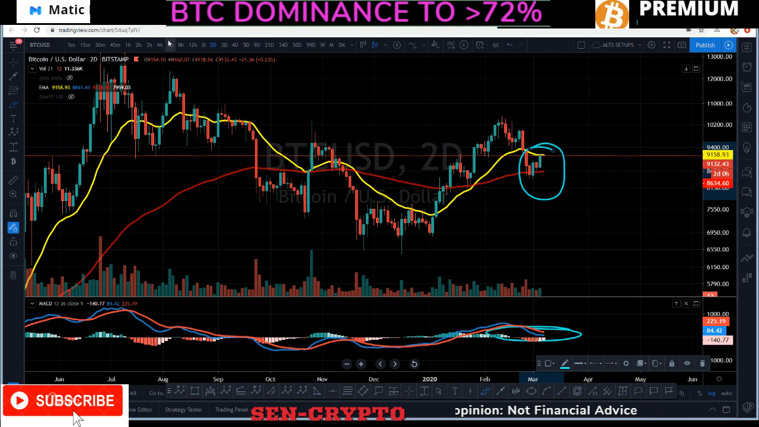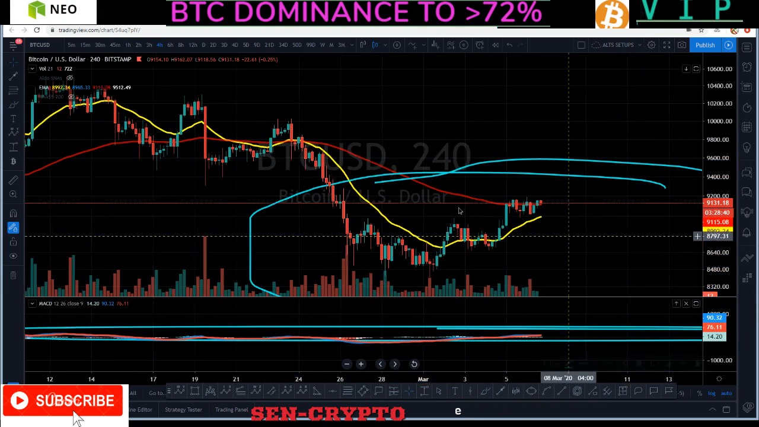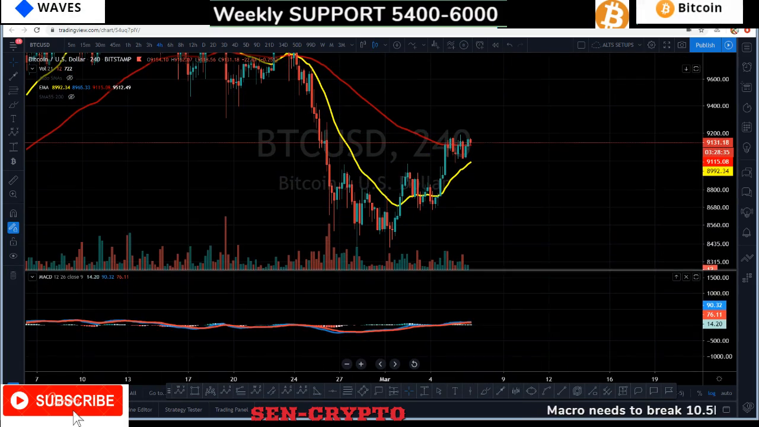So let's dive into the 4-hour time frame. On the 4-hour time frame, as you can see, we are struggling above the 4-hour 100 EMA.